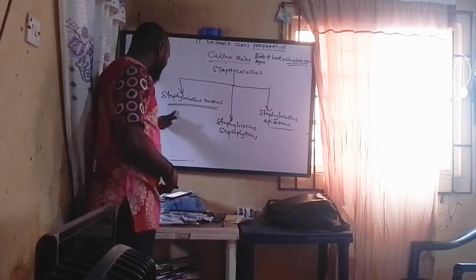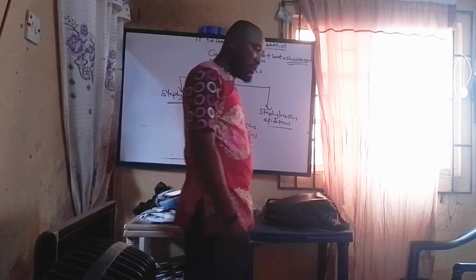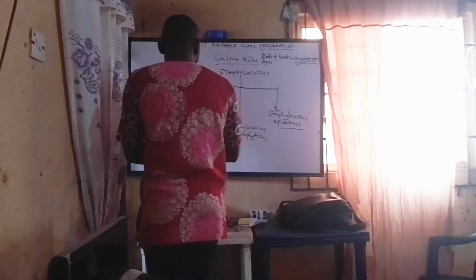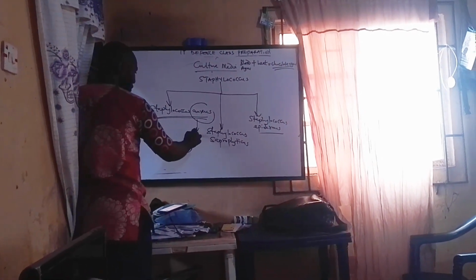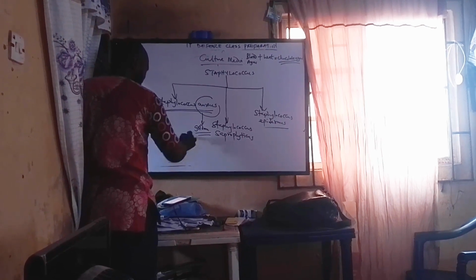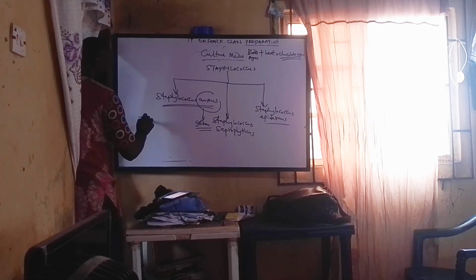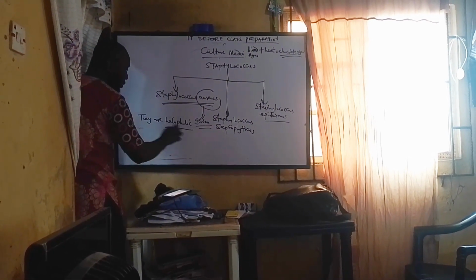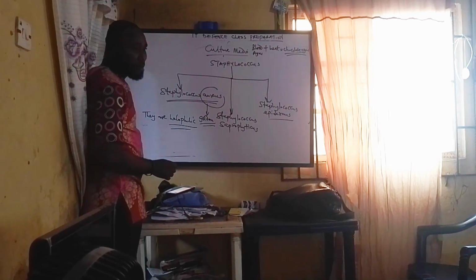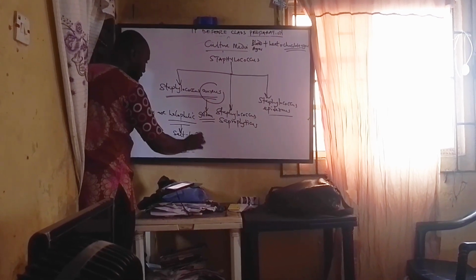Now this aureus is derived from the Latin word, aureus, meaning golden. They are halophilic. You know what I mean by that? You know what halophilic is? Salt loving. They love salt.